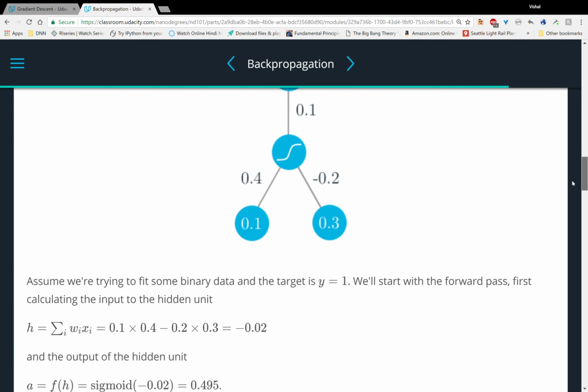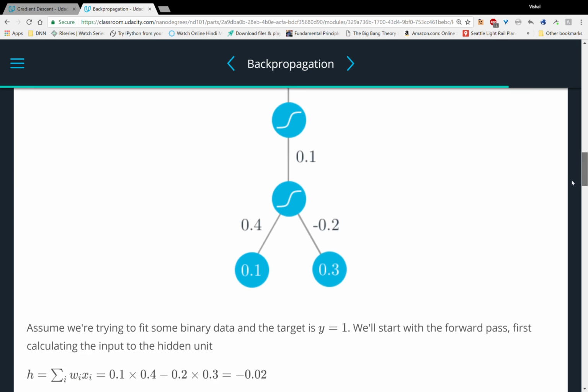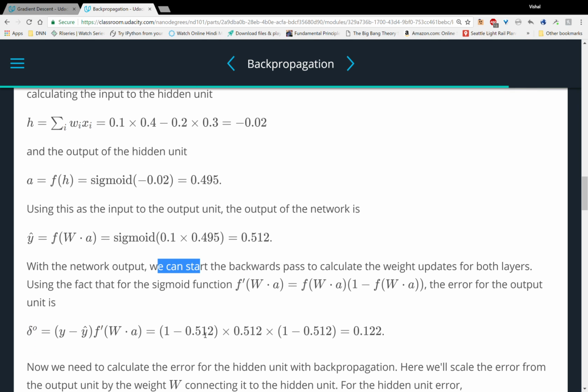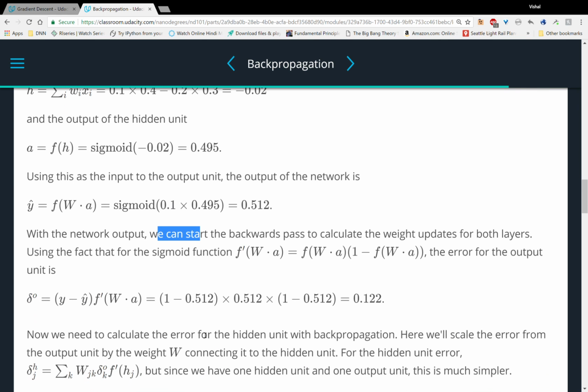Now this is just an example here, and I think this is a good example that you should solve. Okay, so you can see this is the hidden layer, the output, and then you kind of go back through the network. We can start backwards. The sigmoid function is this, the error for the output is delta 0, which is this, and you're once again just applying that.